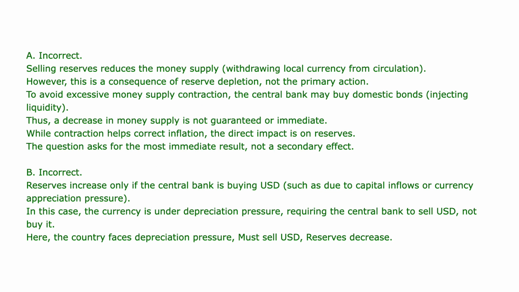A. A decrease in the money supply can occur as a secondary effect, but the immediate and direct result is reserve depletion. B. Reserves increase only when the central bank is buying USD during appreciation pressure, but here it is selling USD to defend against depreciation.